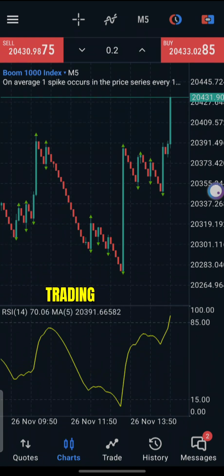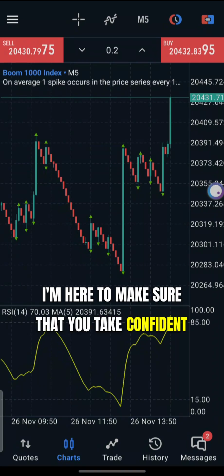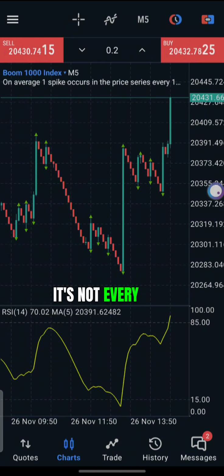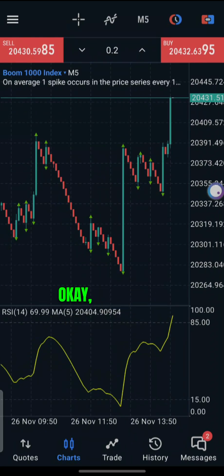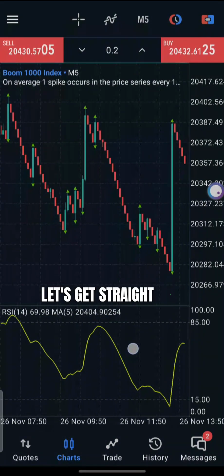As you all know, trading is very risky, and not every trade is going to go your way. But I'm here to make sure that you take confident trades. It's not every time that you get to win, but I'm here to minimize the times that you lose. Okay, so without wasting your time, let's get straight into it.